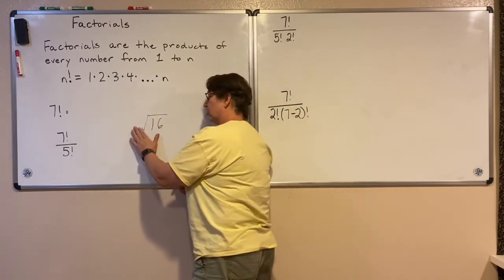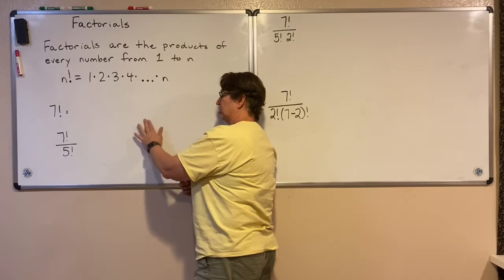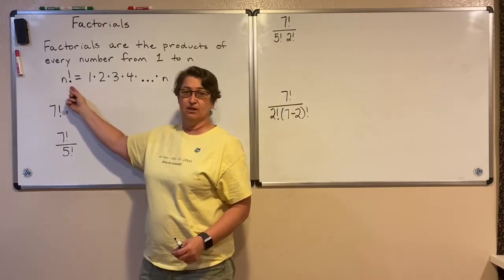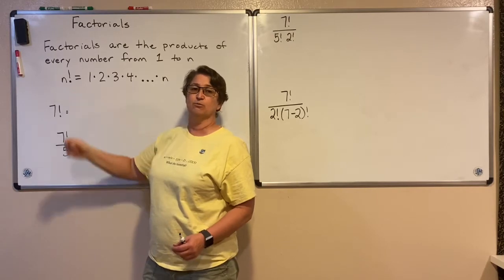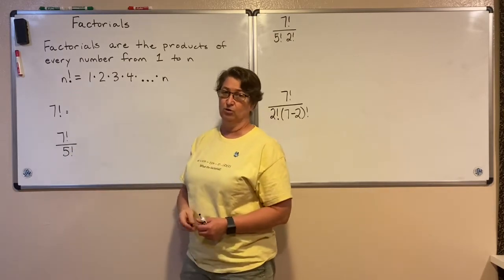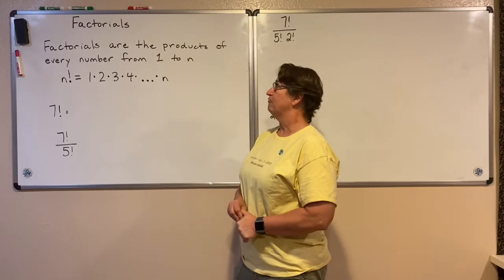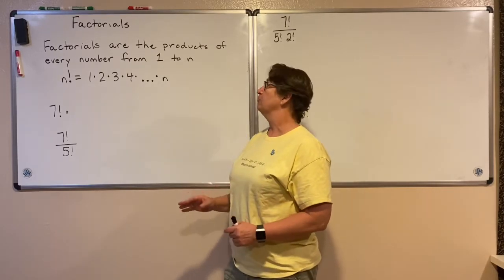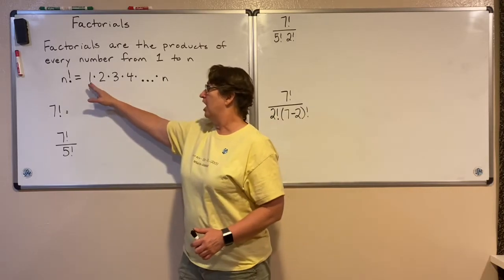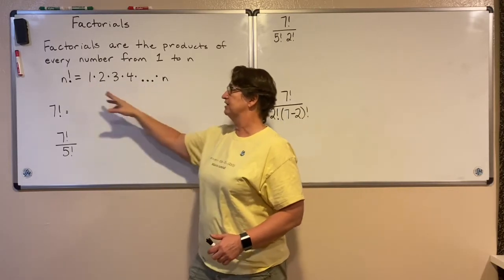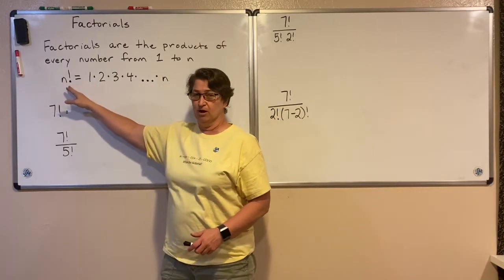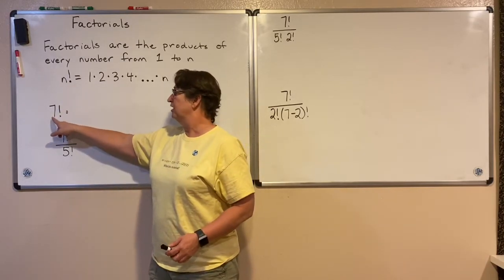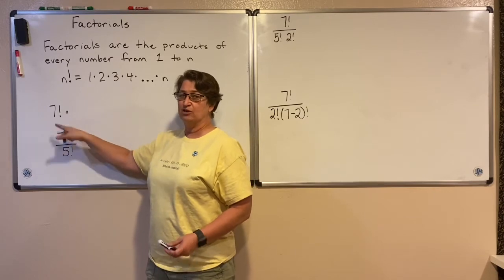A factorial is just another operation. And we show a factorial with an exclamation mark. This exclamation mark means factorial in mathematics. So a factorial is just the product of every number from 1 up to whatever number is in front of your exclamation mark. That's all that factorial means. So this factorial, we read it as 7 factorial.